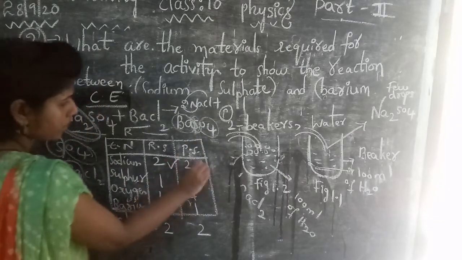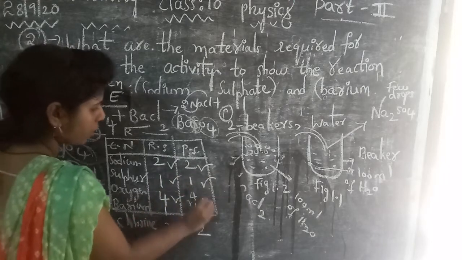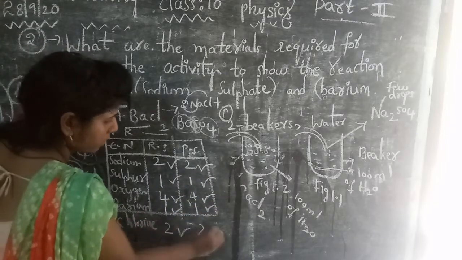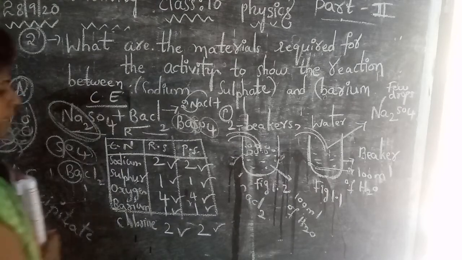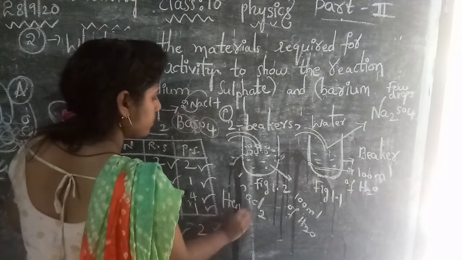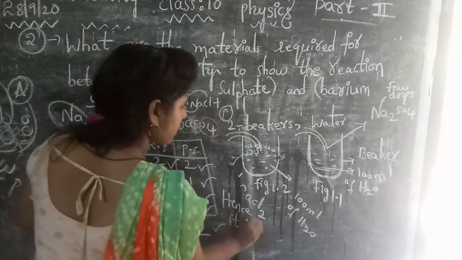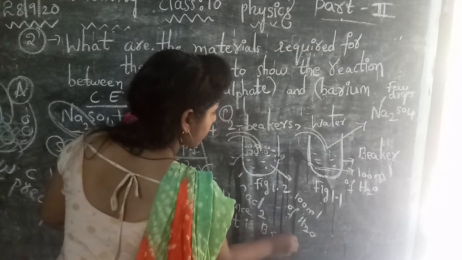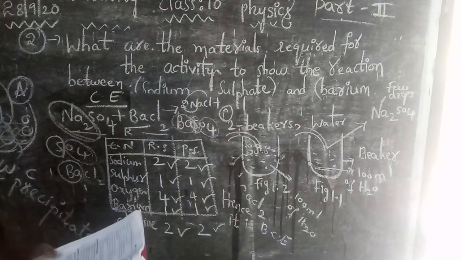Check it now. 2, 2, 1, 1, 4, 4, 1, 1, 2, 2. Hence it is a balanced chemical equation. After writing this, you have to write precautions.